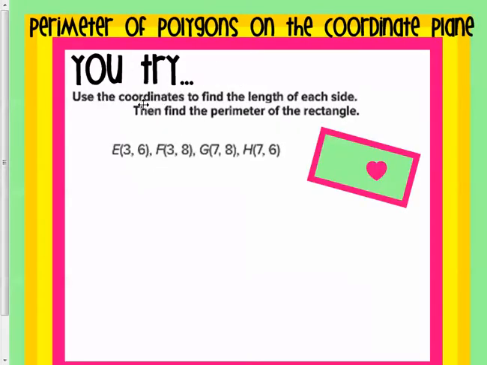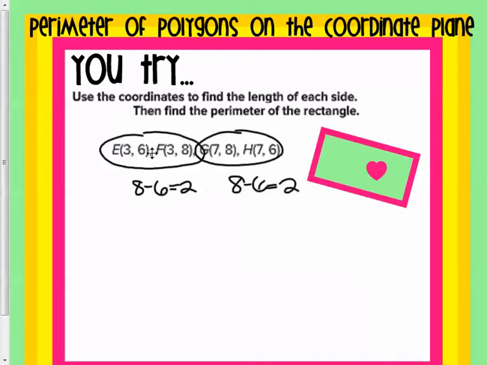All right, you try. Use the coordinates to find the length of each side. Remember, you're going to pair this one with this one because their 3's are the same, and then this one with this one because their 7's are the same. That helps you find the y's. Then you've got to pair these two together with the x's and these two together to find their x's. Okay, I'm going to show you what I did. So make sure that you've paused the video and tried it before you watch what I do.